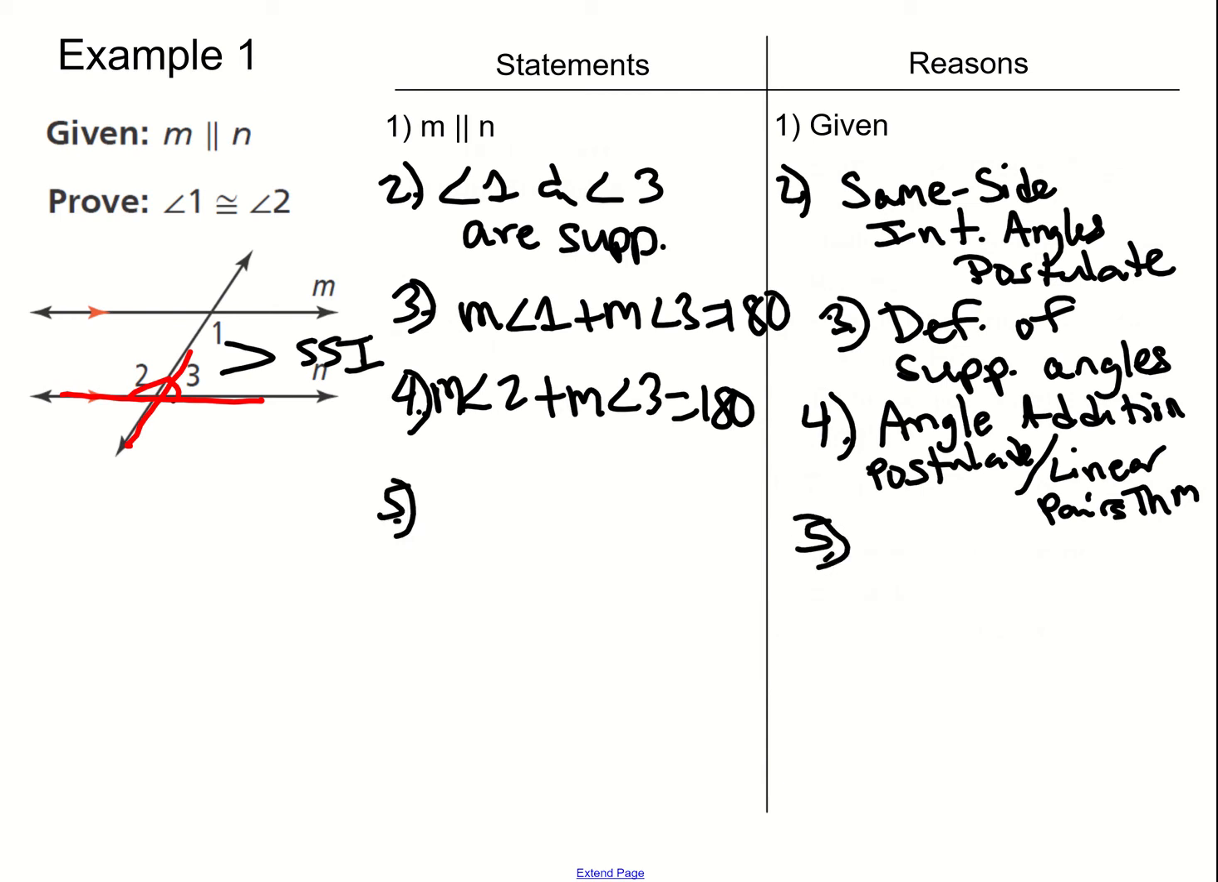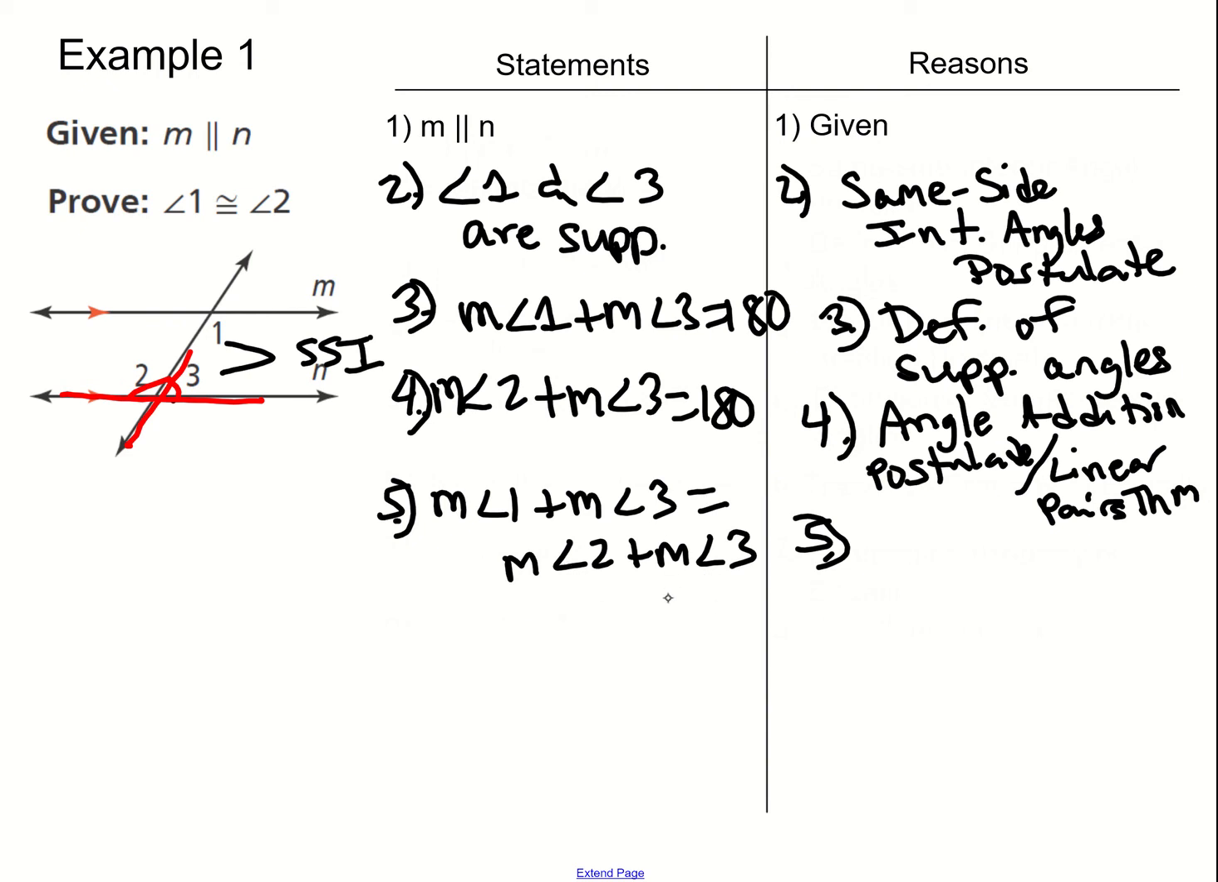So that's the linear pairs theorem that states that they add up to 180 degrees, they're supplementary. And so now we have those two equations, and since they're both equal to 180 degrees, that means they have to be equal to each other. And so we're going to set them equal to each other. So we have something that looks like that: measure of angle 1 plus measure of angle 3 equals measure of angle 2 plus measure of angle 3.